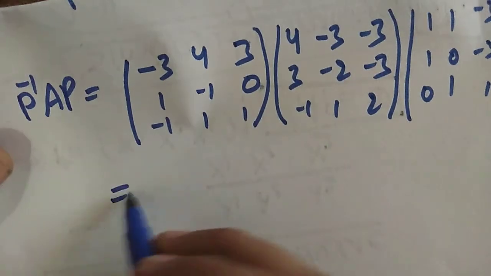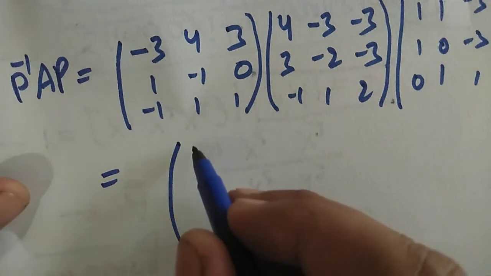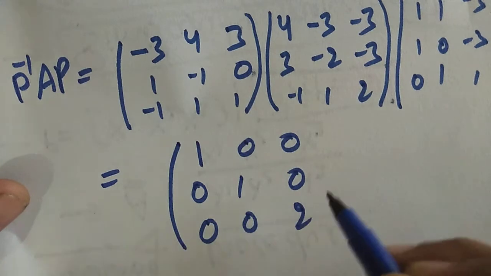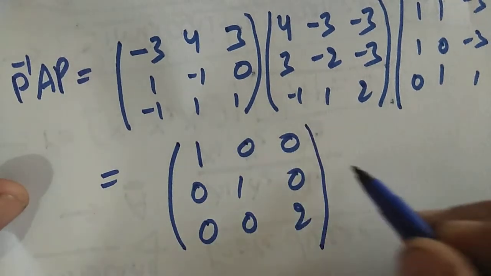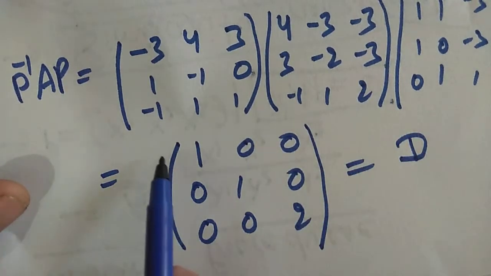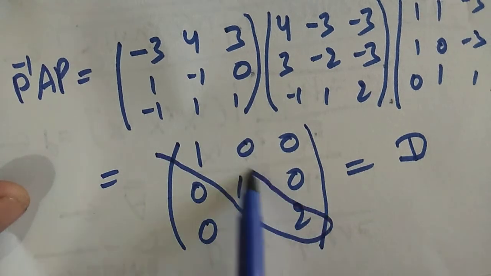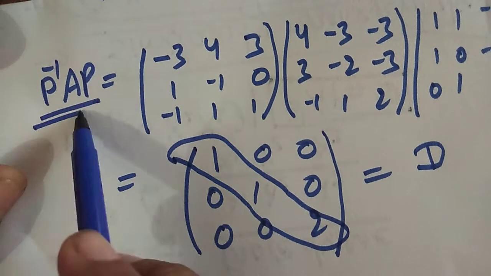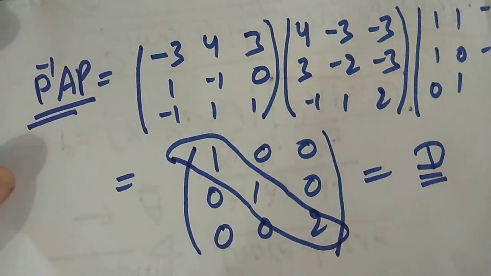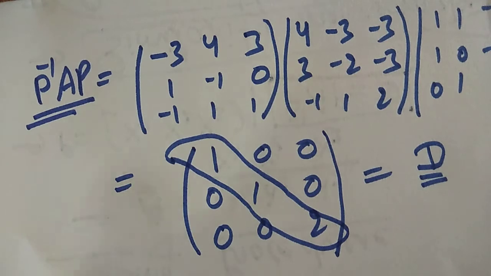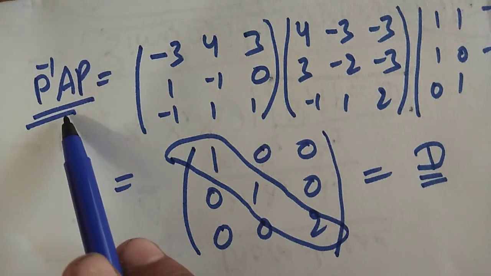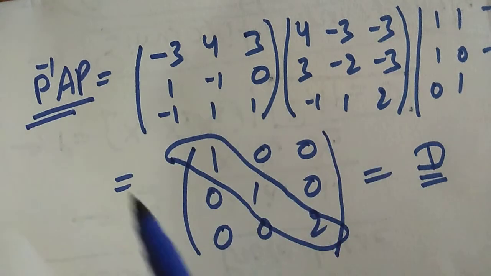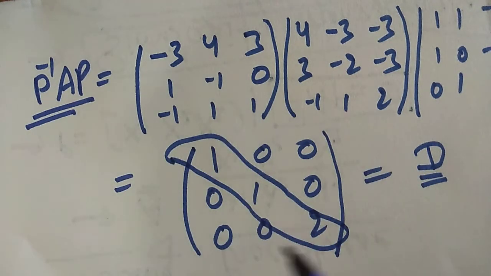If you simplify, we get the diagonal entries 1, 0, 0, 0, 1, 0, 0, 0, 2. This is your D matrix, where on the diagonal we have the eigenvalues. So P inverse AP equals D. Here A is called a diagonalizable matrix, and this whole process is called similarity transformation.